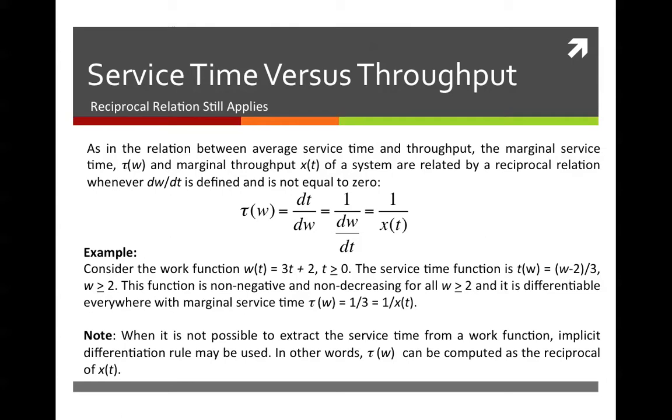So if you cannot extract the service time from a work function, then you can use the implicit differentiation rule in order to compute the marginal service time, if you like. In other words, you could use this relationship that T'(W) is equal to 1 over x(t). If you know how to compute x(t) because you're given a work function, then T'(W) would be 1 over x(t).